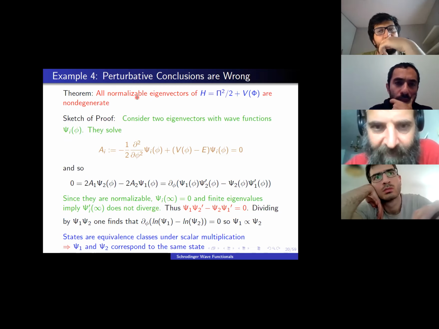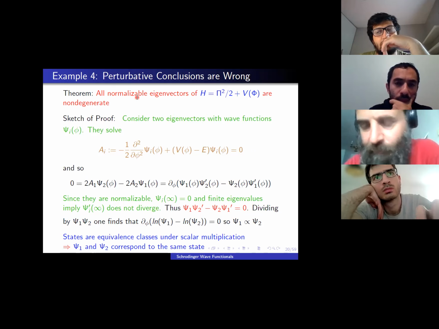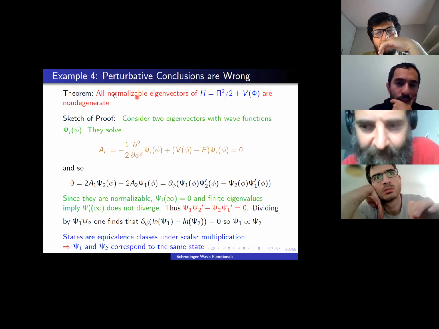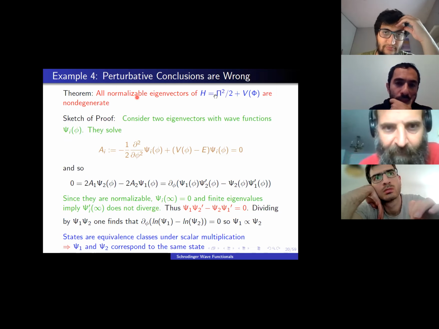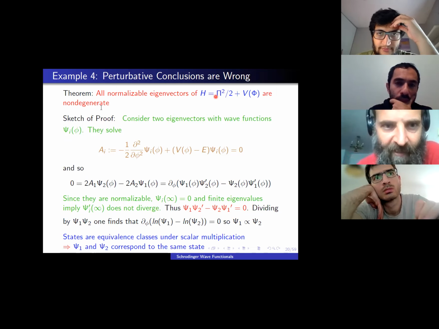Perturbation theory told us order by order, we should have had 2 different vacua. One which starts in the perturbation theory about the left minimum, and one that starts in the perturbation theory about the right minimum. But we've got this theorem here, which tells us that all of the eigenvectors are non-degenerate. And this theorem is easy to prove.